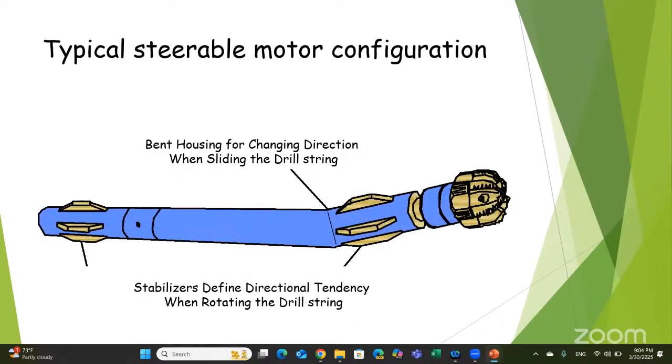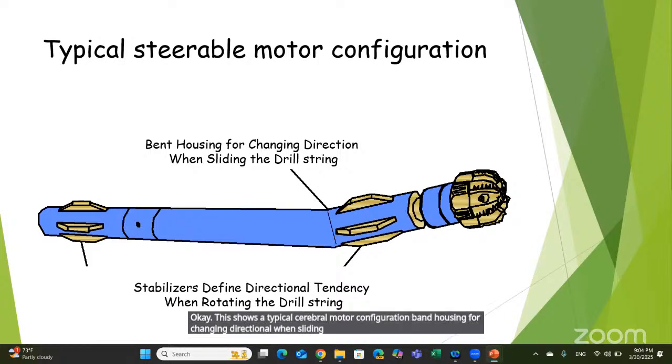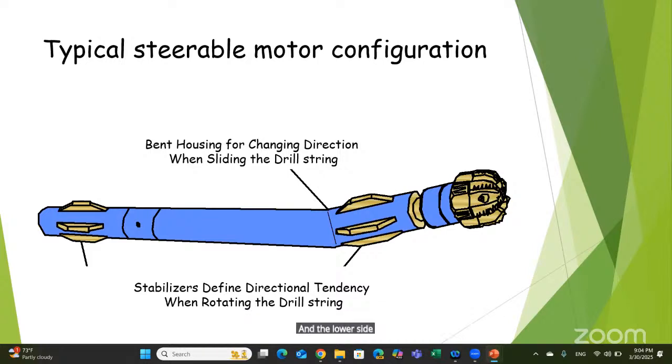This shows a typical steerable motor configuration, with a bent housing for changing direction when sliding the drill string, and the lower side, which is the stabilizers, defining directional tendency when rotating the drill string.